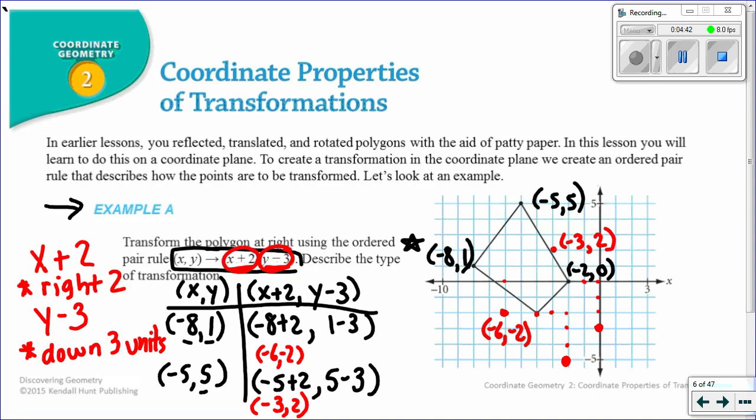So let's connect those new vertices, and what I should see is a rigid transformation. That shape looks exactly the same from the beginning to the end, or our image and our pre-image look exactly the same, they're just moved around. So again, my x rule right here is where I move right or left, and my y rule right here is how I move up or down, and I get a new ordered pair from that.